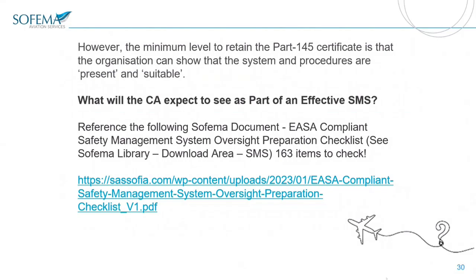The minimum level to retain 145 is that the organisation can show that the system and procedures are present and suitable. And that's what we said. That's what's required right now. What will the competent authority expect to see as part of an effective SMS? And there's a checklist there. There's a link for a checklist that you can go to.